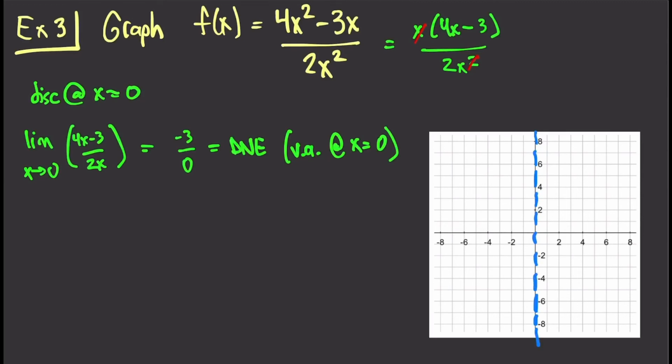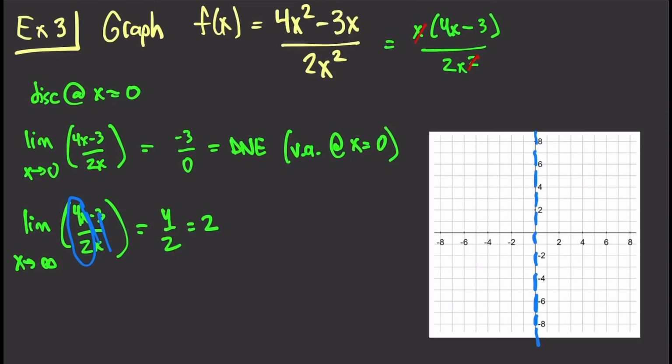Okay, so now what do we do? Now I'm going to take the limit as x approaches infinity. Again, I'm going to use this simplified expression, 4x minus 3 over 2x. What I want to do now is focus on the exponents of x. They're both first degree: the degree of the numerator and the degree of the denominator are equal. So when I take my limit as x goes to infinity, I'm just going to be left with the ratio of those coefficients. It's going to be 4 over 2, which is 2.